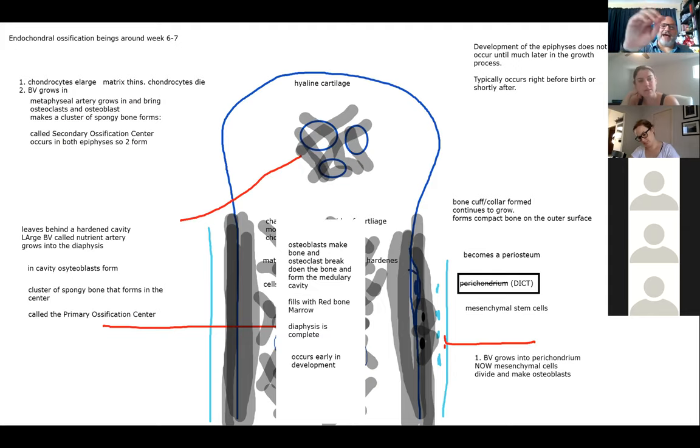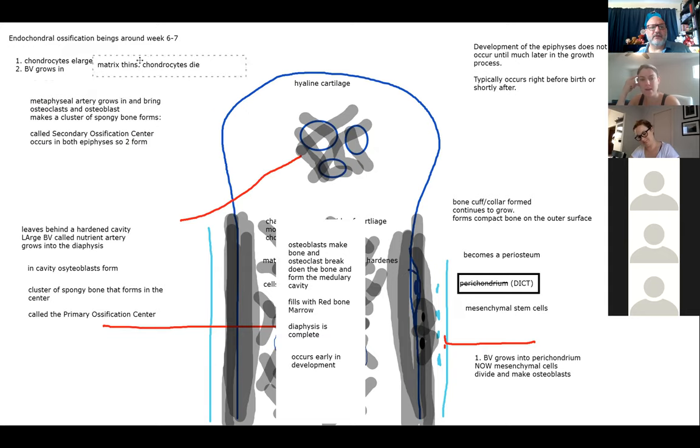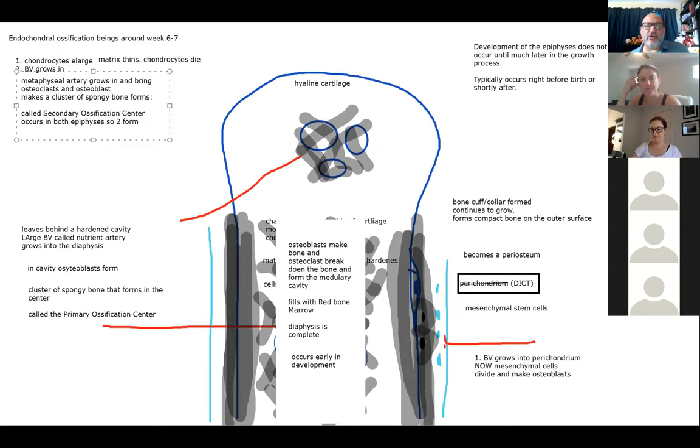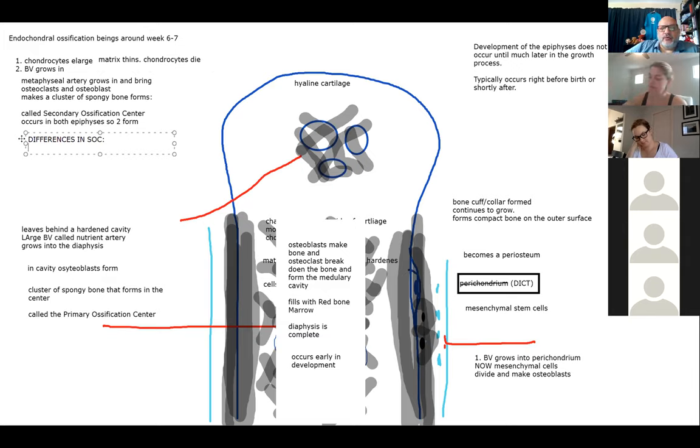Notice up till now, what happened in the primary ossification center is the exact same thing that happened in our secondary ossification center. All right, so both of these have been identical in the processes. But now things are going to be different. Secondary ossification center. There are going to be two big differences between what happens in our secondary ossification center and what happened in our primary. Let's see if you guys can figure out the easy one first. What do you think one of the big differences between the formation of our primary and our secondary ossification center is? More red marrow instead of yellow?